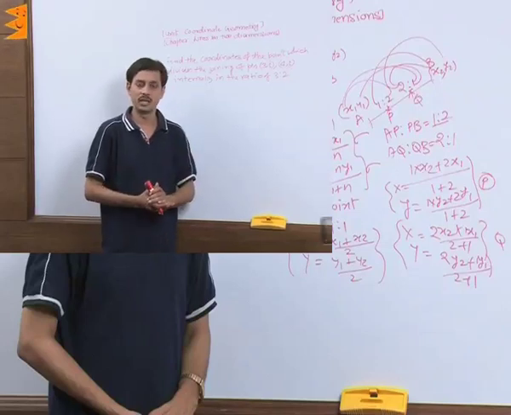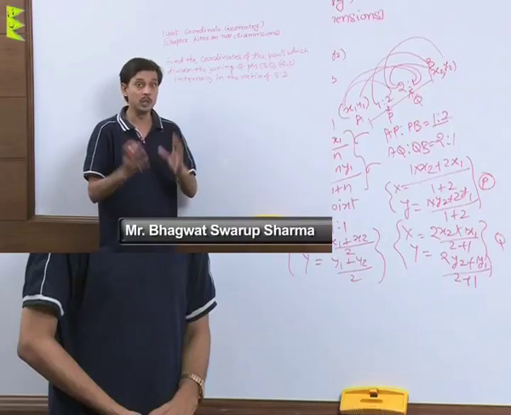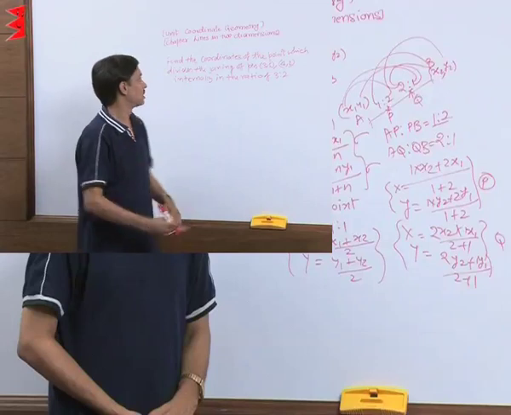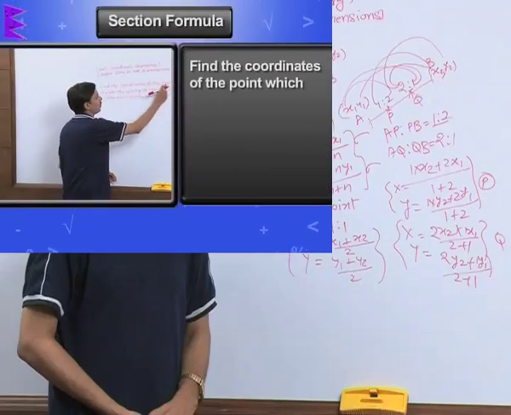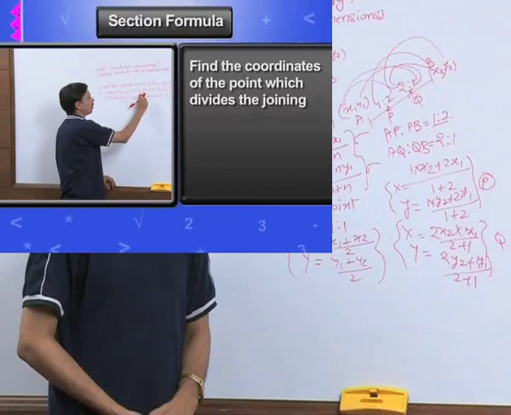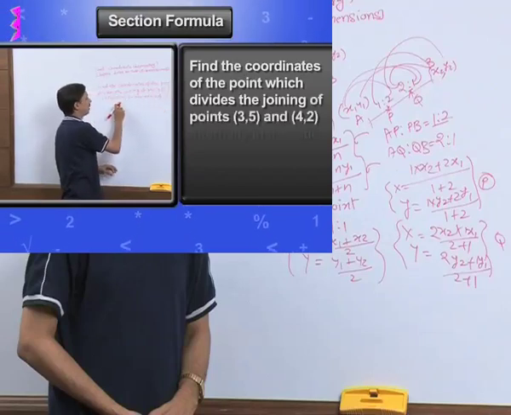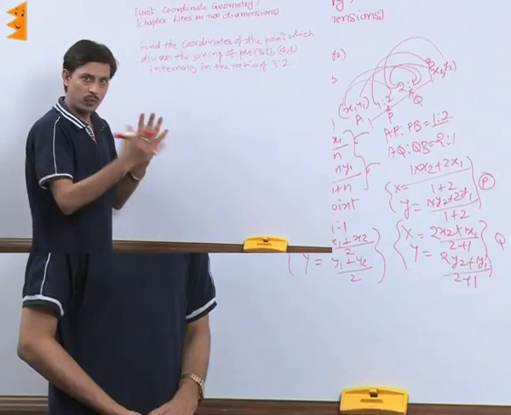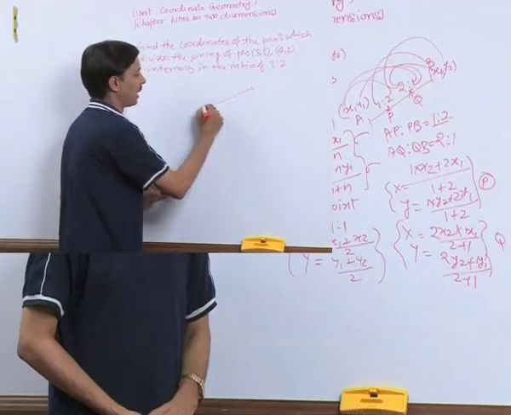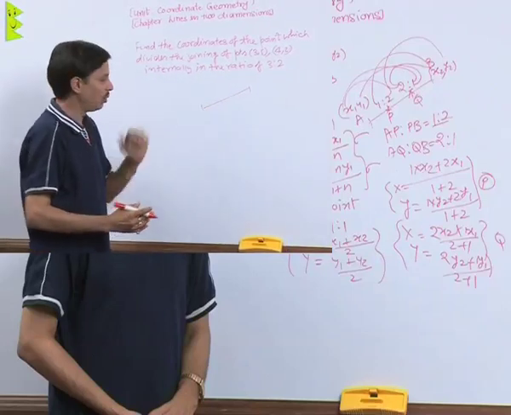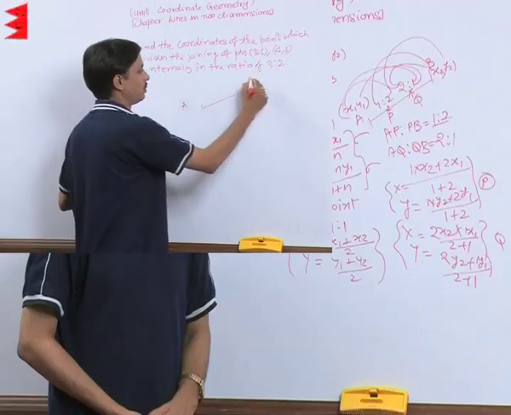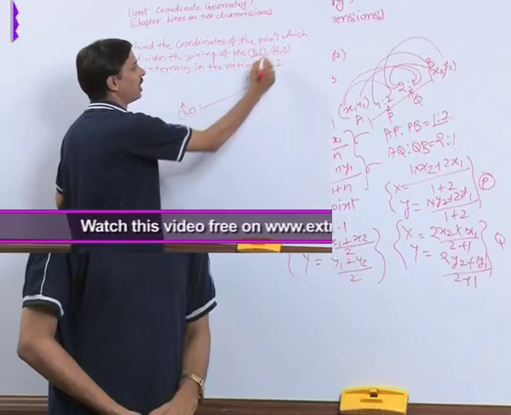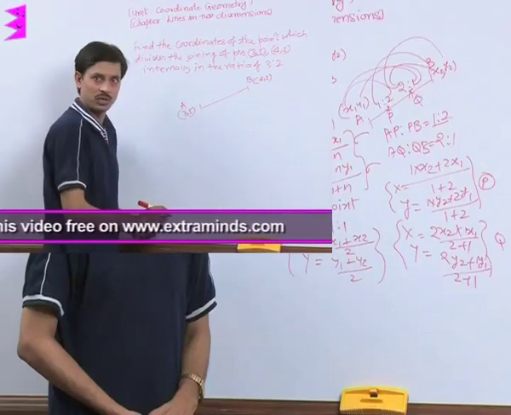Now I am taking one example where we will use our section formula. Find the coordinates of the point which divides the joining of points 3, 5 and 4, 2 internally in the ratio of 3:2. So to solve this problem, first of all, we will make a rough diagram. Let us suppose this is point A, this is B. Coordinates of A are 3, 5, that is the first situation. Coordinates of B are 4, 2, that is the final situation.